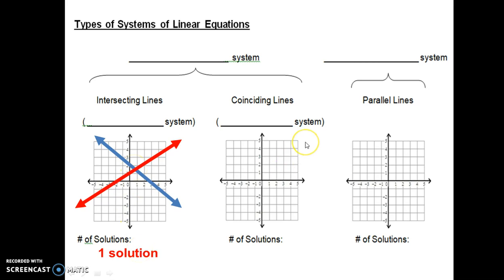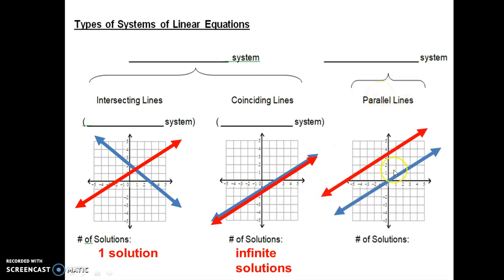All right, now let's go to the next one. Coinciding lines, if you remember that from last slide, are lines where you have one right on top of the other. I know these don't look like they're exactly on top of each other, but I just wanted you to see the two lines, but they're right on top of each other. And there are infinite solutions again because they meet at every single point. And then you can have parallel lines which look like this, and these lines will never meet. So when you have number of solutions, it's no solutions.